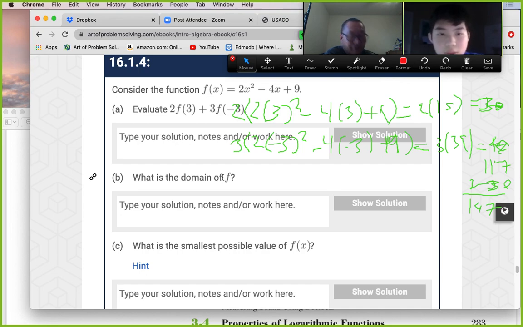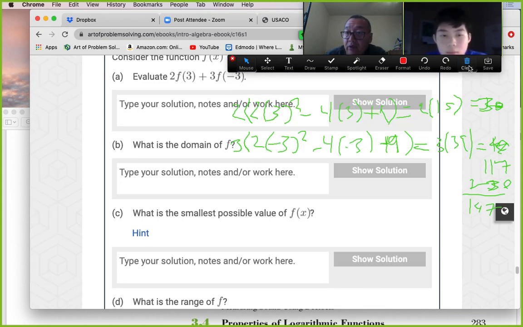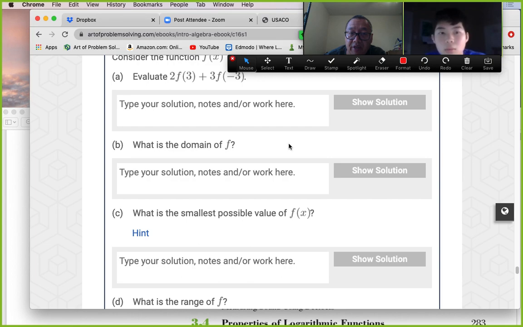All real numbers? Yes, for this kind of function, called polynomial functions, for all the polynomial functions, the domain is all real numbers, because you do not have the division. If you have division, if you have x in the denominator, then the denominator cannot be 0. So that will make the domain difficult. But for this one, the function domain is all real numbers.